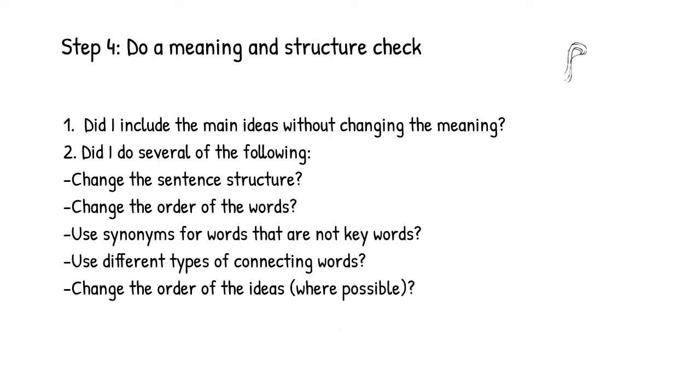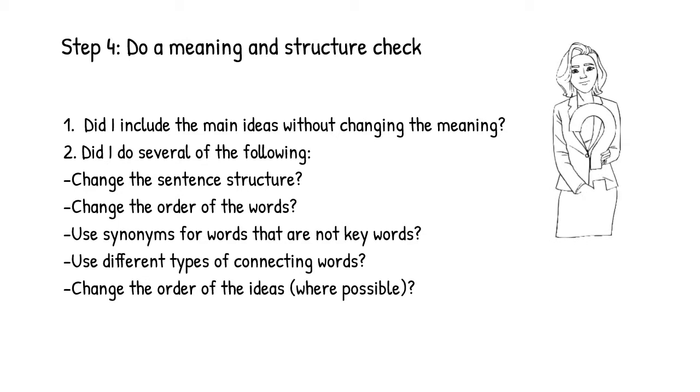In step 4, you'll do a meaning check and a structure check. This is where you check your draft paraphrase against the original. In the meaning check, you'll make sure that you've included the main ideas and that you haven't accidentally changed the meaning in your paraphrase. Next, you'll do a structure and a word check. This is where you make sure that you've changed the language, the sentence structure, and the idea arrangement significantly. Be sure that you've done several of the following things, not just one.